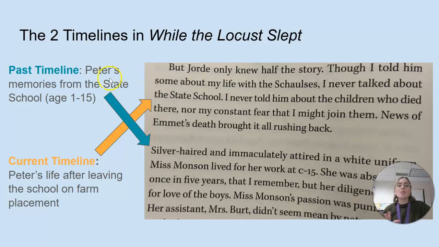For the past timeline, if you ever see references to things like C15 or C16, these are the names of the cottages that Peter lived in at the orphanage. And so seeing things like this tell us he's talking about the state school. He also talks about staff that work at the state school, like Miss Monson or Mrs. Burt. These are all staff that worked at the orphanage he grew up in. So we need to be able to use these clues to keep track of which timeline Peter is talking about.